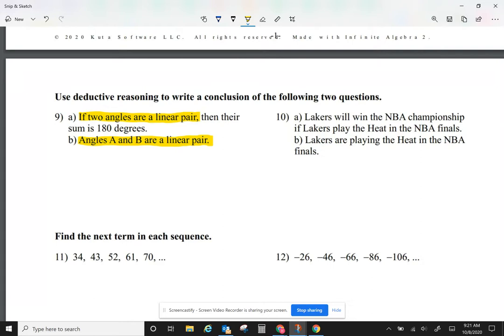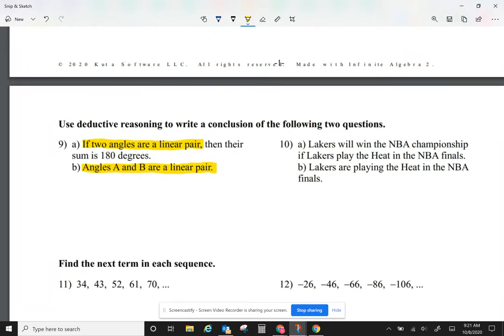Now, the first part said if two angles are linear paired. I already said angles A and B are linear paired. So then the remaining of the statement must be true. Now, their sum, right? I'm going to ignore the word then. Their sum is 180 degrees. Now, I'm not going to write there, because in order for me to use a pronoun, I must use the noun first. So their sum is 180 degrees. Instead of using there, I'm just going to say angles A and B.